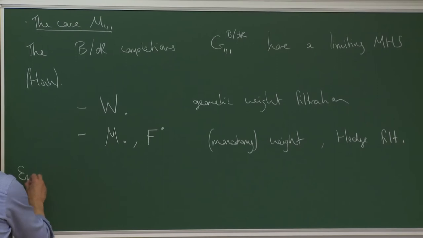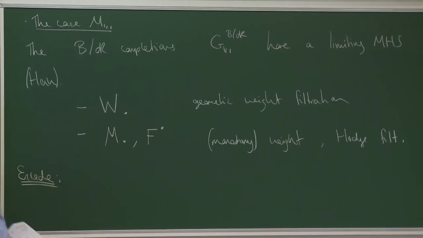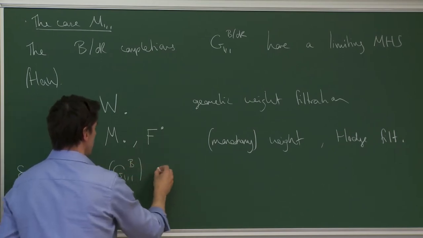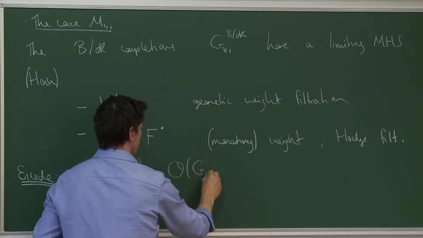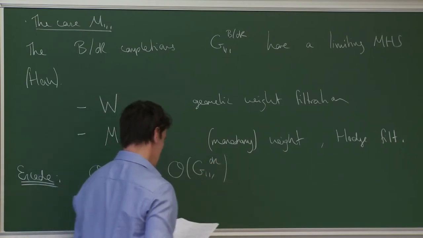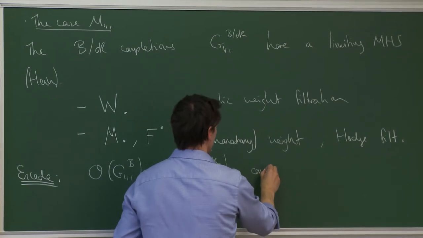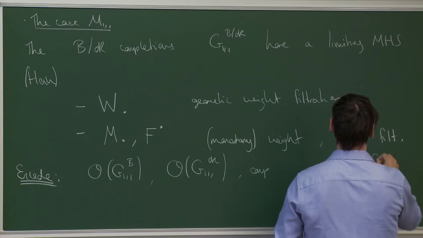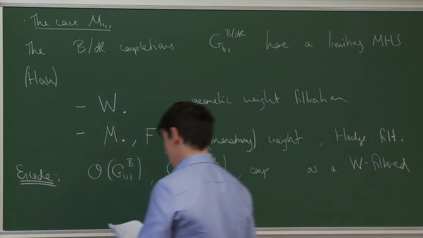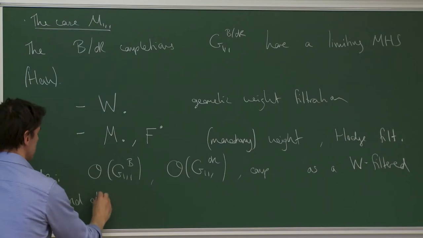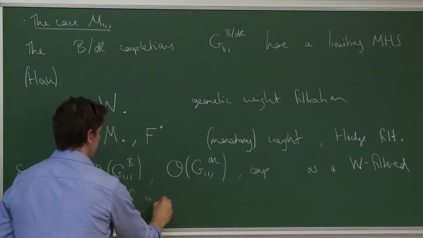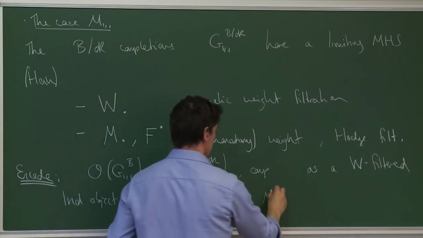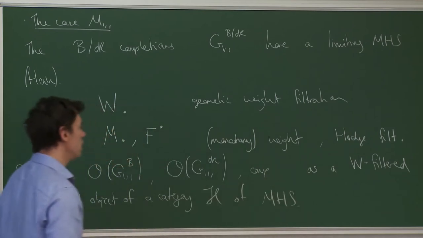So how this is going to be encoded, I want to encode this data in the following way: we're going to have some rings, O(G) Betti, affine ring, O(G) de Rham, and there's a comparison isomorphism between them. And this is going to be encoded as a W-filtered IND object of a category H of mixed Hodge structures, which I'm going to define now.